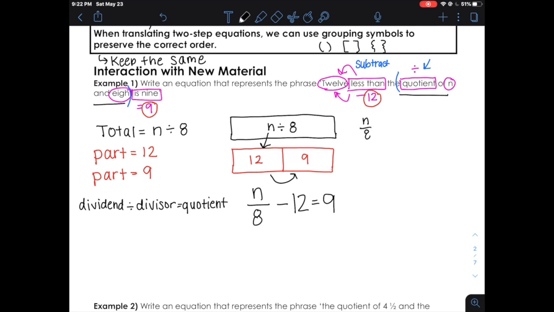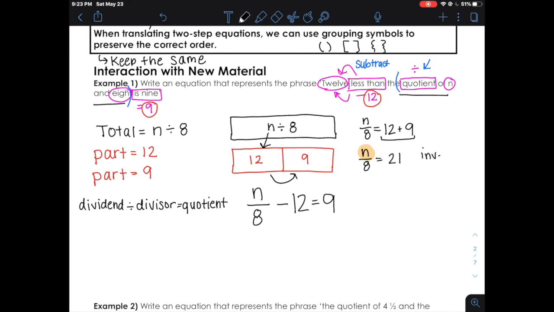So we know that when we divide n by 8, it's going to equal 12 plus 9 if I add those together, right? Because the length of the 12 plus 9 bar needs to be equal to the length of the n divided by 8 bar. Okay, so if I simplify this side right here, n divided by 8 equals 12 plus 9 is 21. Now remember, our goal is to get n by itself.